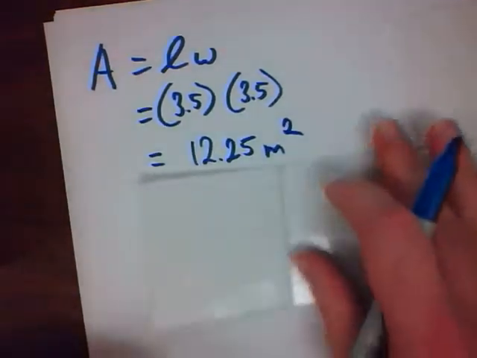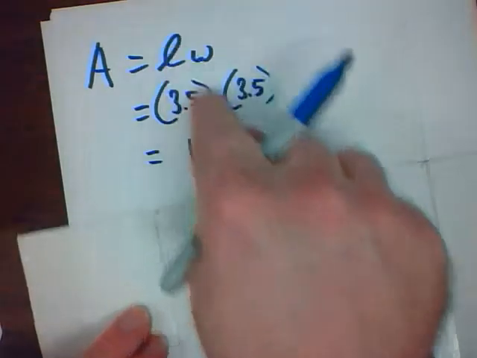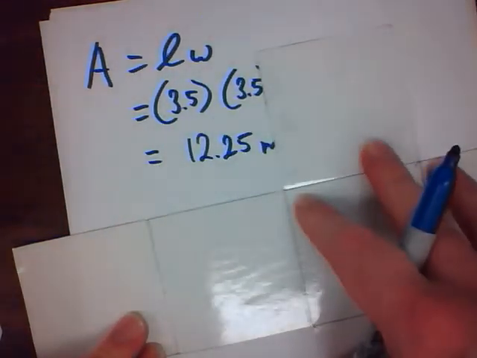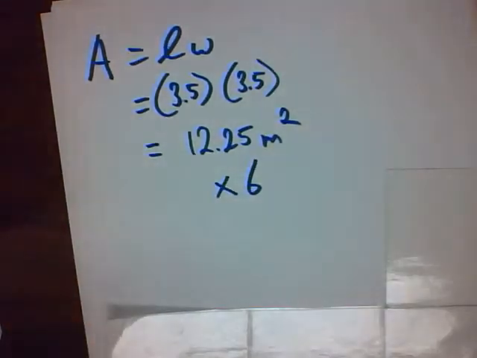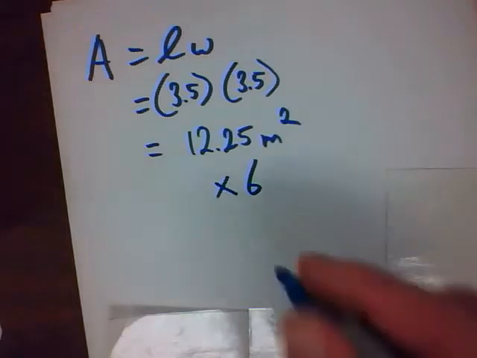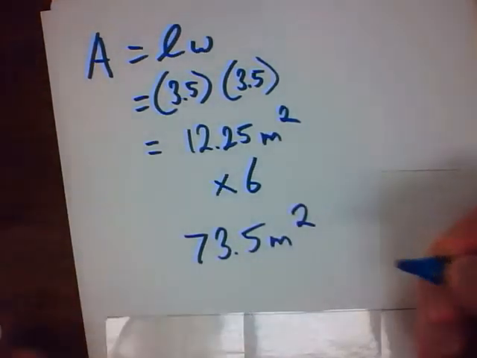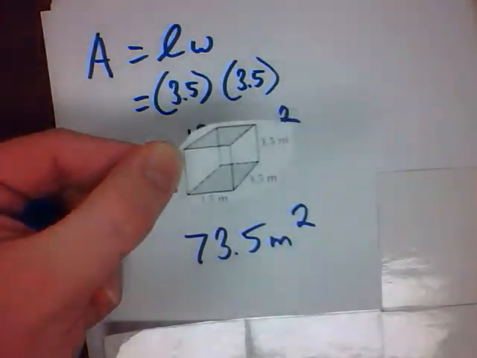Now I'm not done. That's the area of one of the sides. Now I have to find the area of each of the other ones and add them all up. Now I could do this work 5 more times, but they're all exactly the same. Since there are 6 of them, I'm simply going to take this number and times it by 6. The surface area of this cube is 73.5 meters squared.